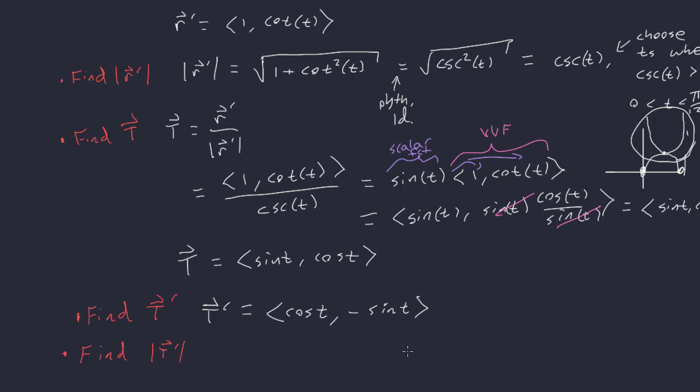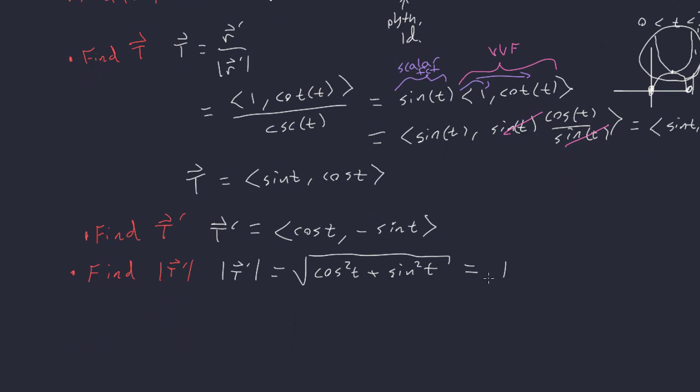Which in this case will just be 1 because we got this down to cosine squared t plus sine squared t, which will be 1. Okay, we have all the pieces we need. So now the curvature is going to be the magnitude of T prime all over the magnitude of r prime.